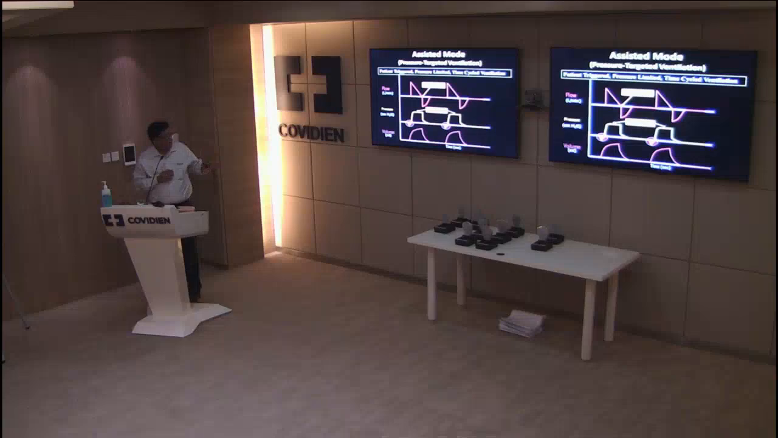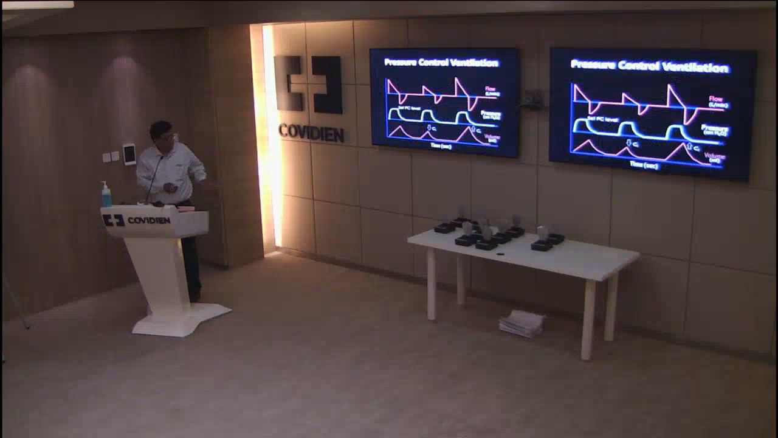So in pressure control, basically it is patient triggered, pressure limited, and time cycled. Cycled by time, same thing. So every 3 seconds, if you get to a rate of 20, every 3 seconds it will cycle to expiration. So in pressure control ventilation, the pressure remains constant, but depending on the compliance and resistance of the lung, the tidal volumes will change. So in pressure control ventilation, pressure is constant, but the volume delivered changes depending on the compliance of the lung.